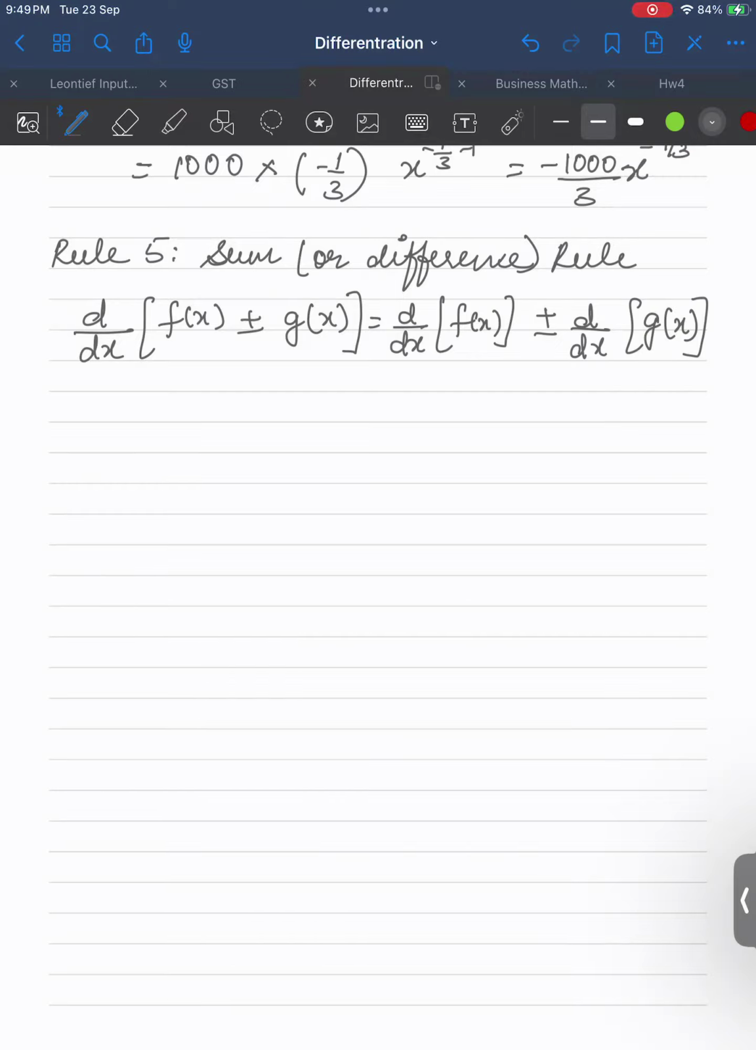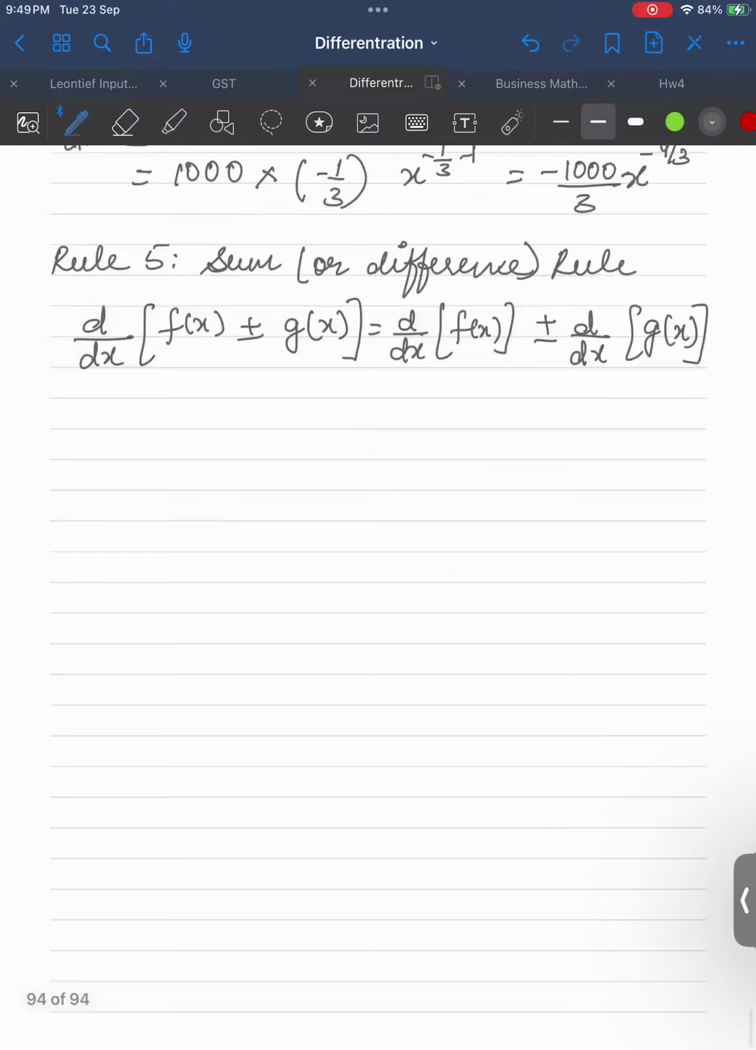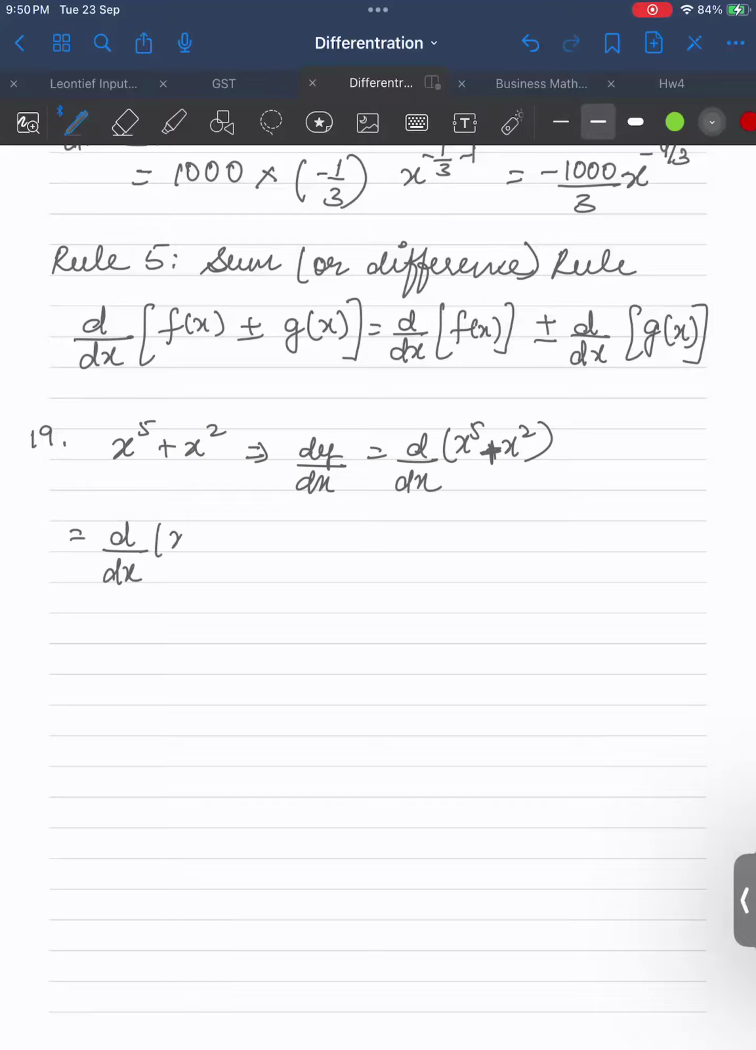Let's do some questions. अभी कितने करें? 18 है ना, चलिए 19. x power 5 and x square. dy upon dx, d upon dx, x power 5 plus x square. Now we can see it's in plus sign. Same rule, what it would be? d upon dx of x power 5 plus d by dx of x square.